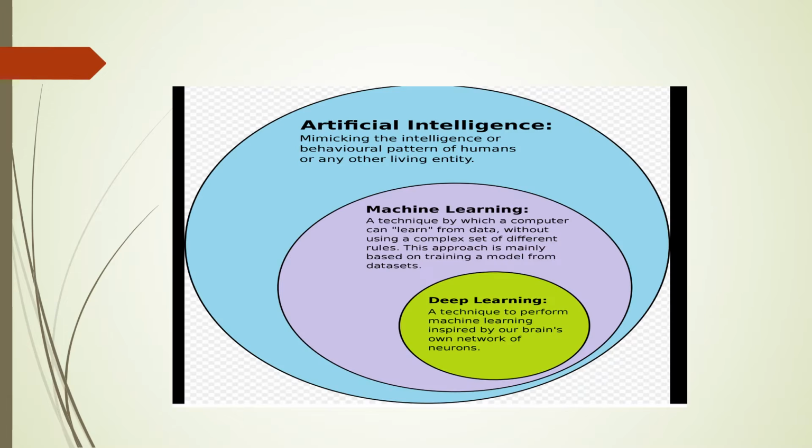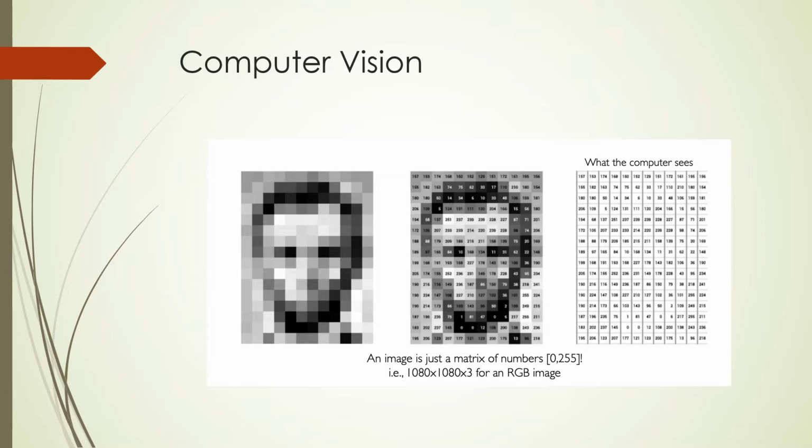So let's now see what is meant by artificial intelligence. It is mimicking intelligence or behavior patterns of humans or any other living entity. Machine learning is the technique by which a computer can learn from data without using a complex set of different rules. This approach is mainly based on training a model on a dataset. So from this layer, deep learning emerges. It is the technique to perform machine learning inspired by our brain's own network.